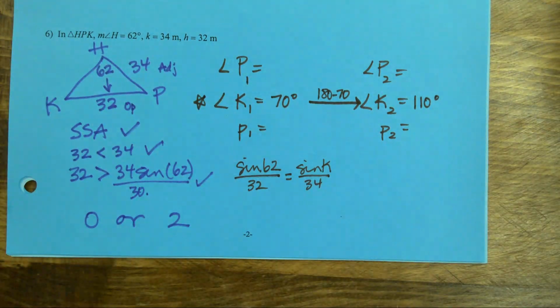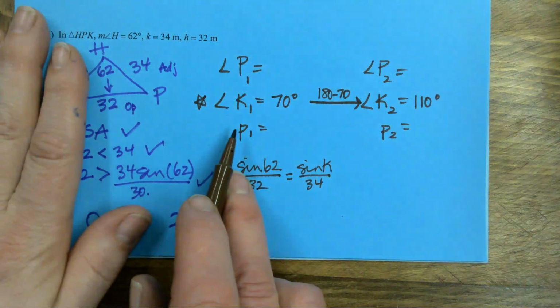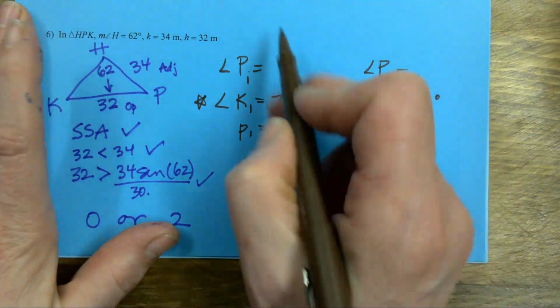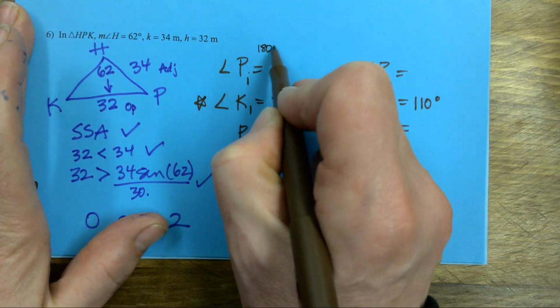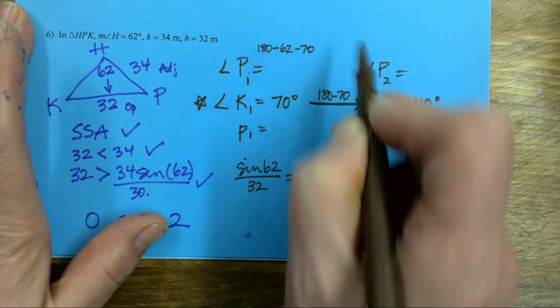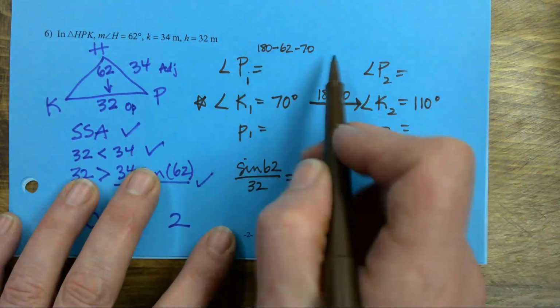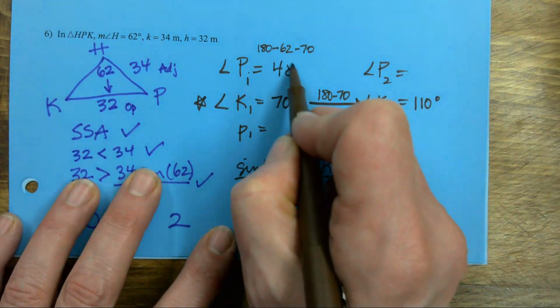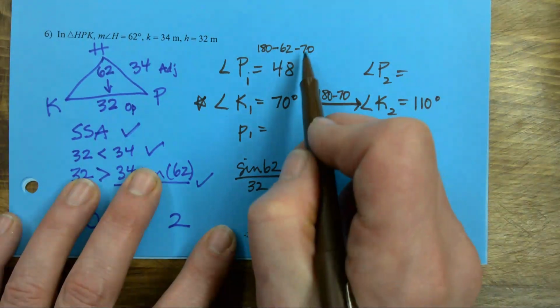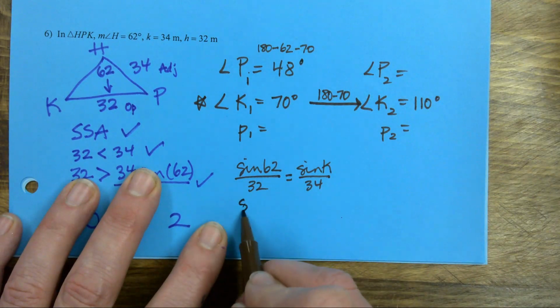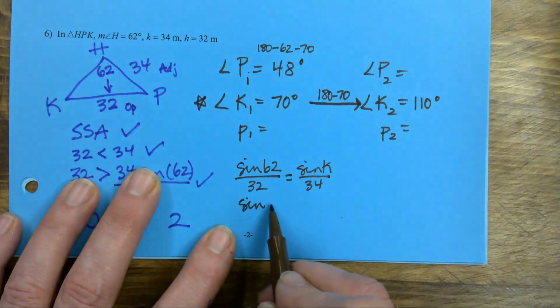And if angle K is 70 degrees, angle P will be a bigger angle. So that's 180 minus 62 minus 70. The 62 will never change. It's a given. That's never going to change. What do we get? 48. And if angle P is 48, then I can use that to find side P.